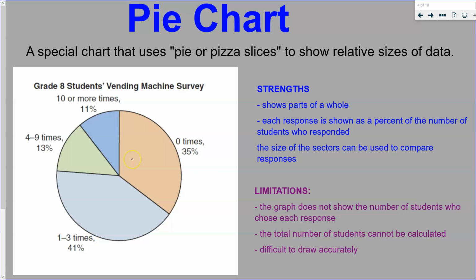These two are pretty close, as are these, but really 13 and 11% are quite different, as are 41 and 35. Limitations: the graph does not show the number of students who actually chose each response, and the total number of students can't be calculated from this. And this is a very hard one to draw. You actually have to find your angles and use a protractor and make sure you're ending up exactly perfect. It's probably one of the most difficult.